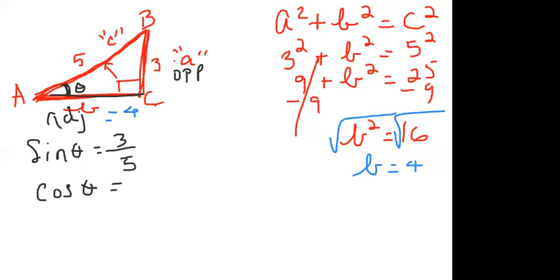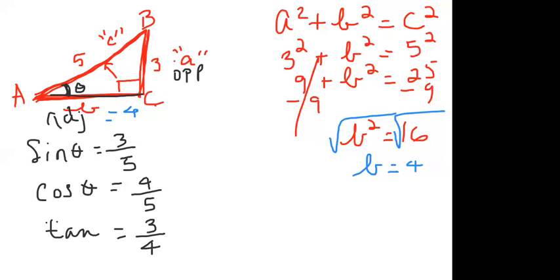Now we're going to go straight into cosine of theta. Cosine, remember, is defined as the adjacent over the hypotenuse. The length of the adjacent side is 4. The hypotenuse is 5. And then, guys, we're going to move into tangent. Tangent is the opposite side over the adjacent. The opposite side is 3. The adjacent side is 4. So there's your 3 basic trig ratios.